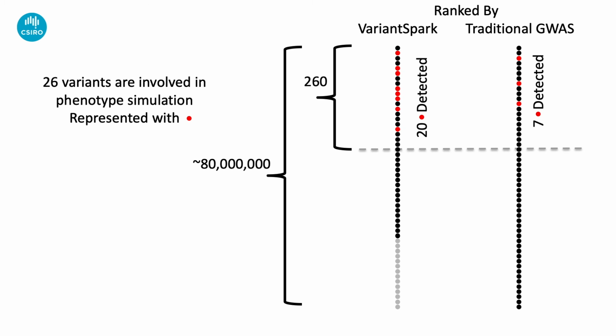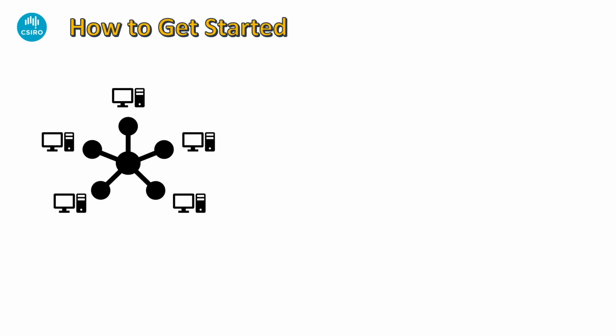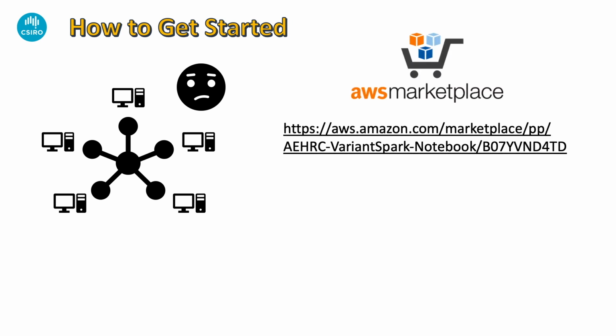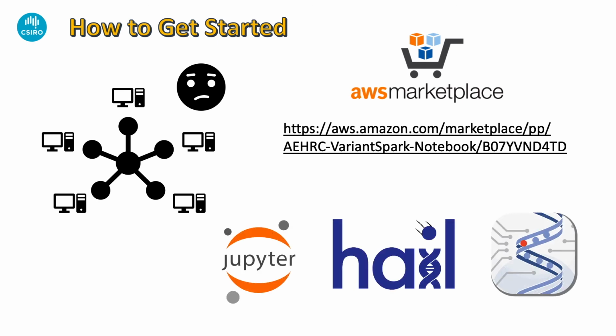How to get started? Configuring a computer cluster and installing all the required software could be a complicated task. Try VariantSpark on AWS Marketplace, where with a few clicks you can get a Jupyter notebook with VariantSpark and Hail installed, backed by the number of CPUs you choose. Also, there are video tutorials on our website to guide you through the steps.